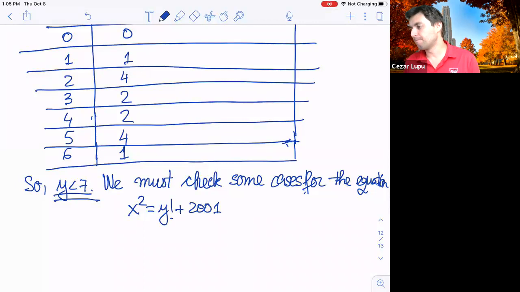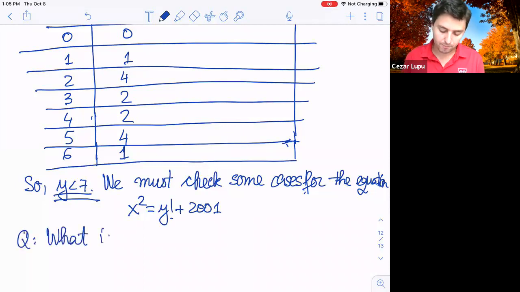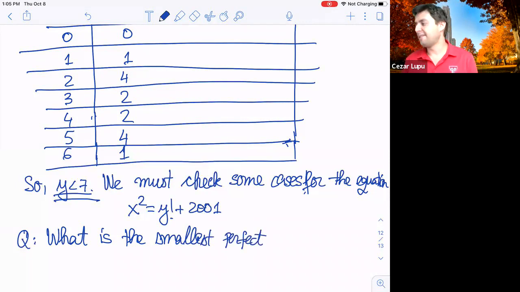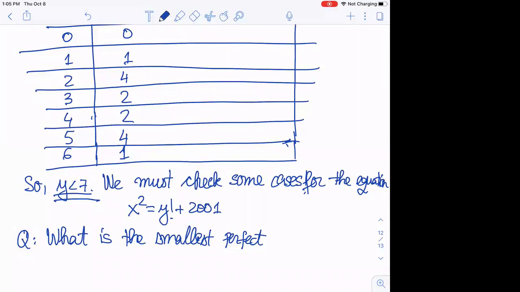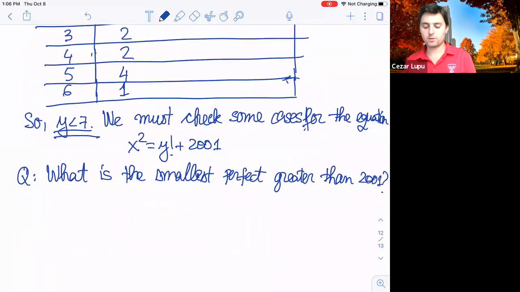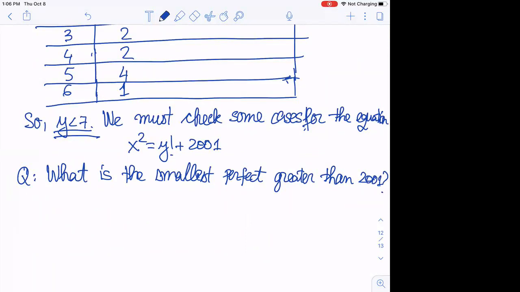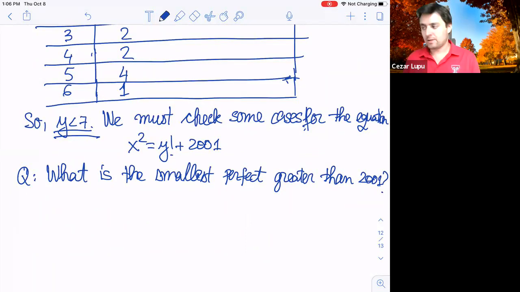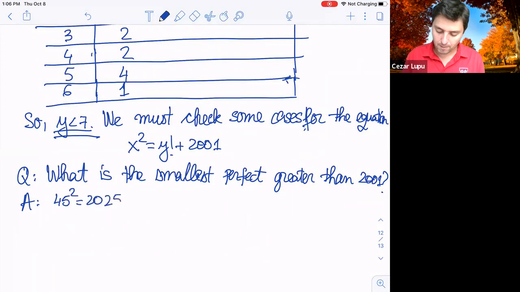So the question I want to ask you is, what is the smallest perfect square, let's say, greater than 2001? So let's look at this. Which one is it? 45 times 45, which is 2025. Exactly. The answer is 45 squared, which is 2025. So that is the nearest.